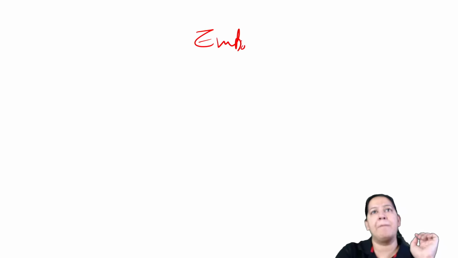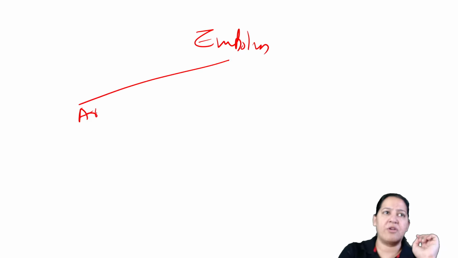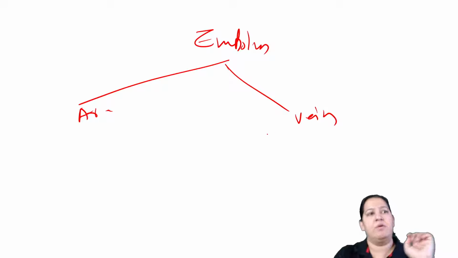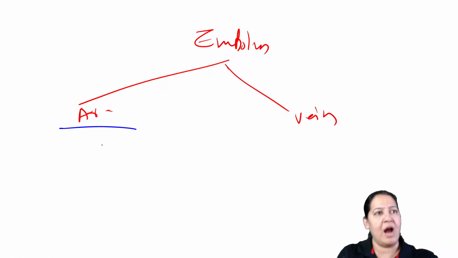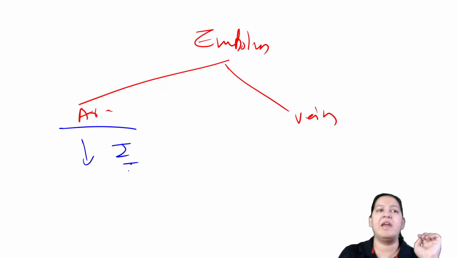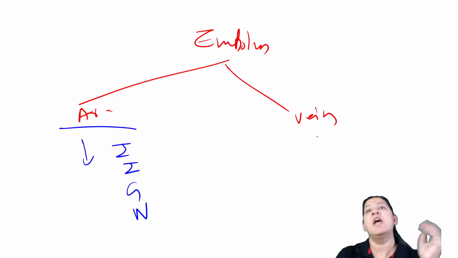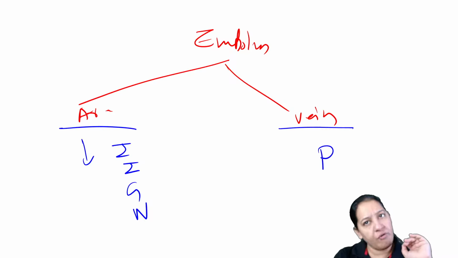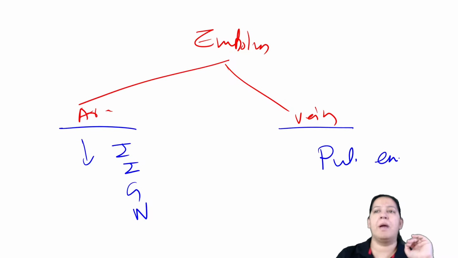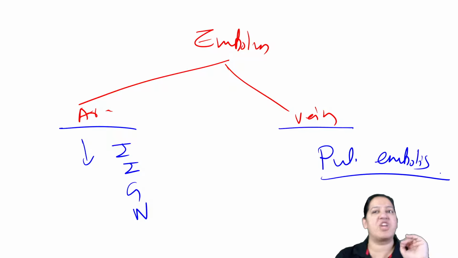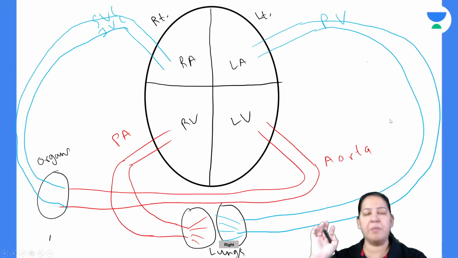The summary is whether the embolus is present in an artery or in a vein. If it is present in an artery, it can result in ischemia, infarction, gangrene, necrosis. If it is present in a vein, it always results in pulmonary embolism, which can be an emergency. A vein has only one fate, that is pulmonary embolism.